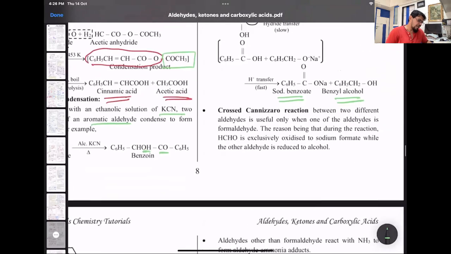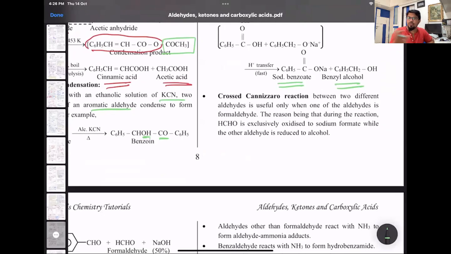Then we also have something called cross Cannizzaro. What is cross Cannizzaro? It is between 2 different aldehydes. Now this is only when one of them is formaldehyde, because formaldehyde is the most reactive aldehyde. So when you have cross Cannizzaro between benzaldehyde and formaldehyde, the more reactive aldehyde, that's formaldehyde, undergoes oxidation. So formaldehyde will form formic acid, which with NaOH will form sodium formate. And second, benzaldehyde will undergo reduction to give you benzyl alcohol. So the products between formaldehyde and benzaldehyde will be sodium formate and benzyl alcohol. That is one important point.